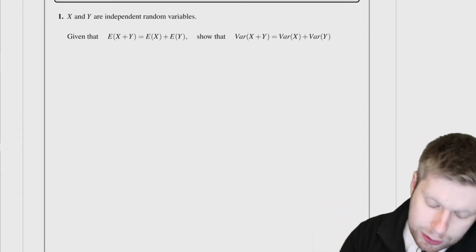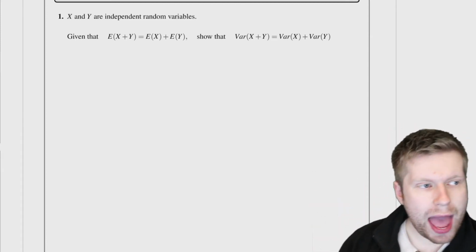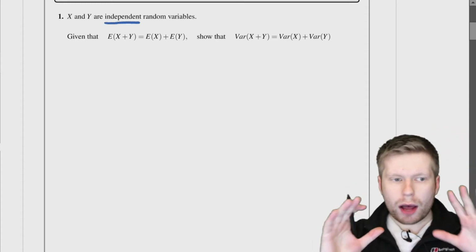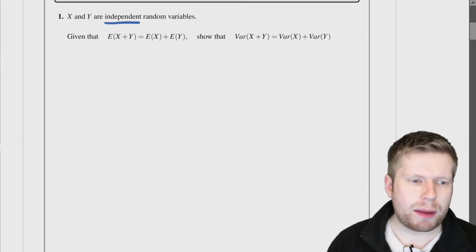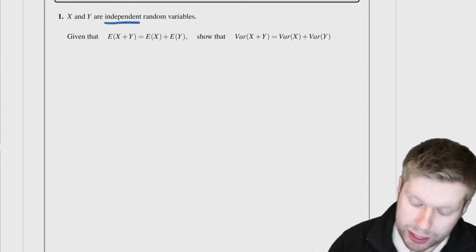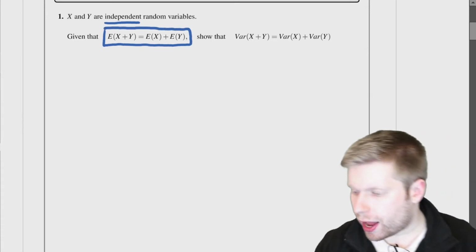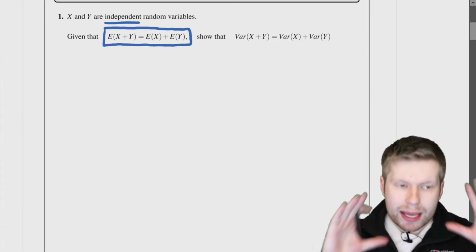Okay, so let's talk through question 1. So we're told that x and y are independent random variables. So I'm going to underline the word independent because I think that might be important later. Now we're given the fact that the expectation of x plus y is just simply the expectation of x plus the expectation of y. That is given to us.